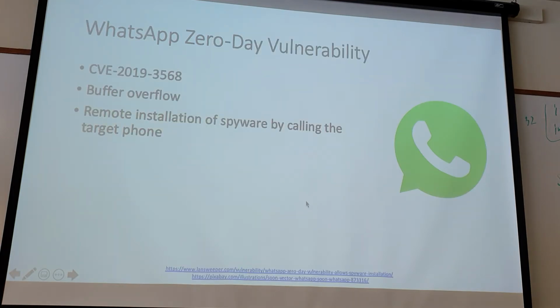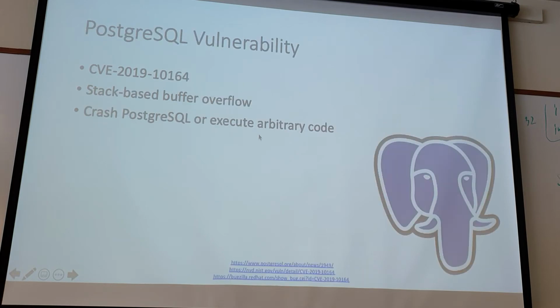So the code pointer problems can be observed in many applications. And this year, though code pointer attacks by buffer overflow have been around since they were born, they are still around us. WhatsApp was vulnerable to buffer overflow, and attackers could remotely install spyware in the target smartphone by simply calling the target phone. That was caused by the buffer overflow and the code pointer attacks.